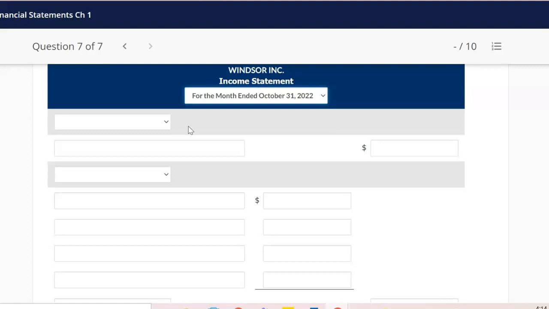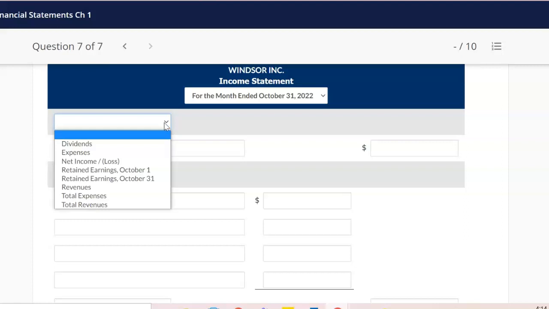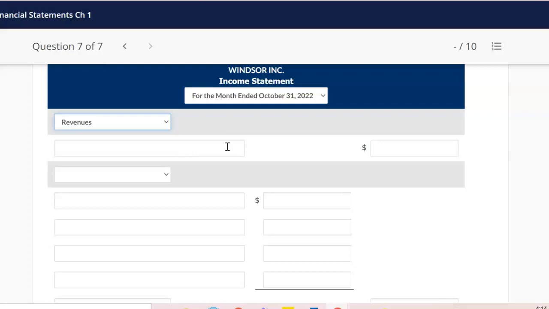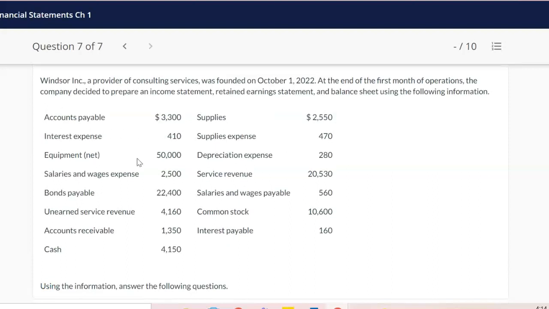Okay, you got the month ending. What's the first thing we start off with? Income statement. What do we start off with? Revenue. Yeah, revenues. Go down. Okay, now go back to the problem and look for the account that has the word revenue in it. Oh, there it is. Service revenue.